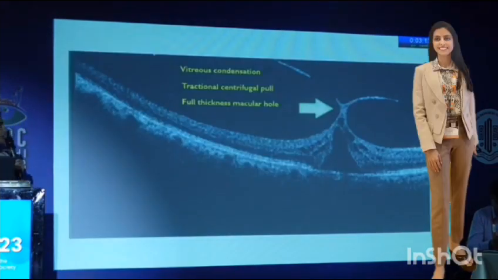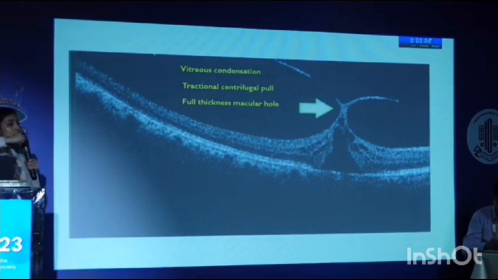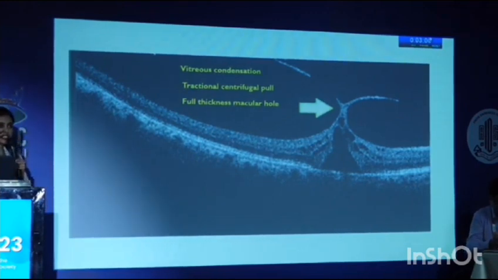This is a very nice diagram depicting exactly why and how a macular hole is caused. First, there is vitreous condensation above the macula. There is vitreous traction, and there is centrifugal pull and centrifugal traction, which leads to gaping of these retinal layers, leading to the loss of the retinal layers at the macula.